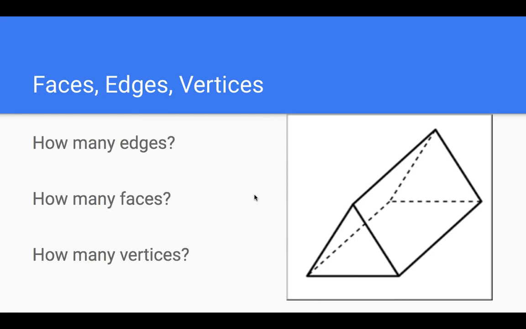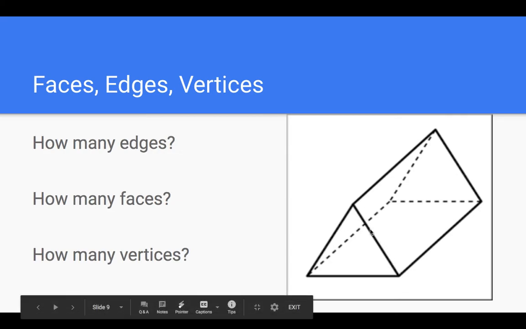Okay, faces, edges, and vertices. Remember, an edge on a 3D object is from corner to corner, like the fold in a box. Those are the edges. The faces are the big flat sides of the 3D object, and the vertices are the points where the edges meet, or the corners. So let's look at the edges of this triangular prism.